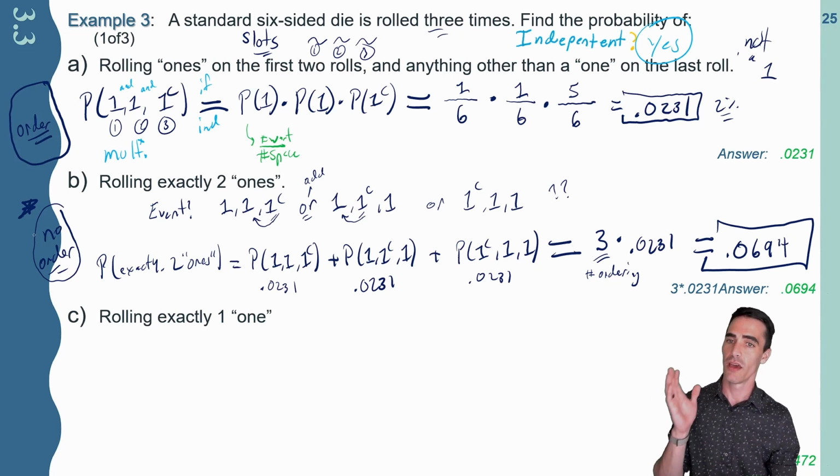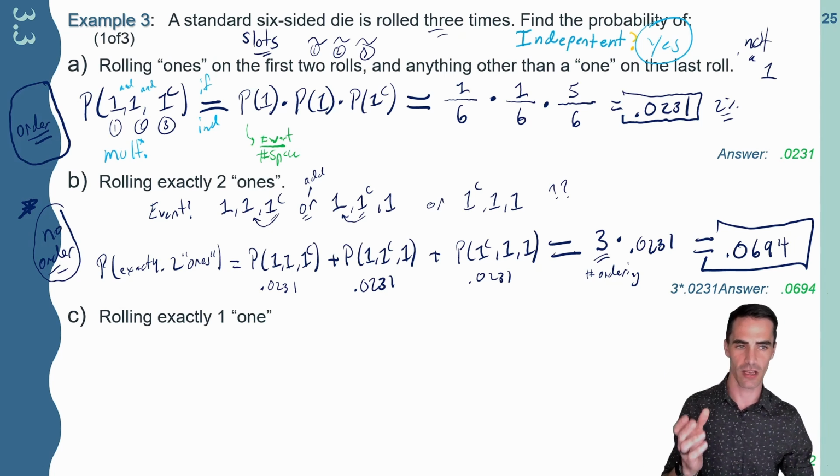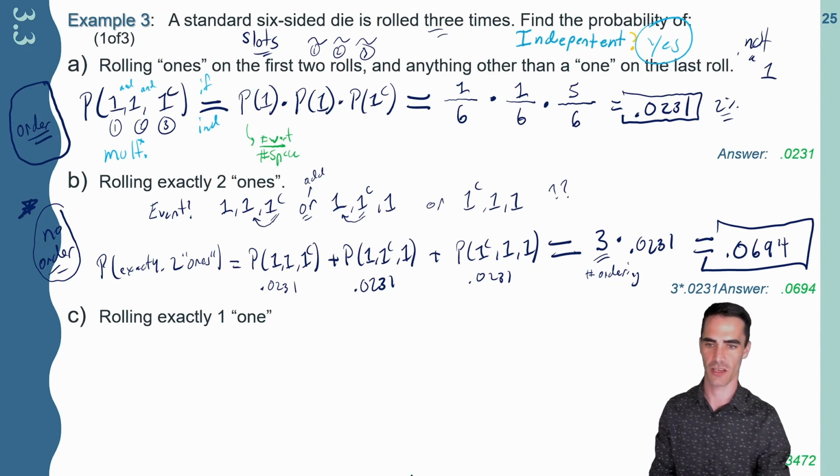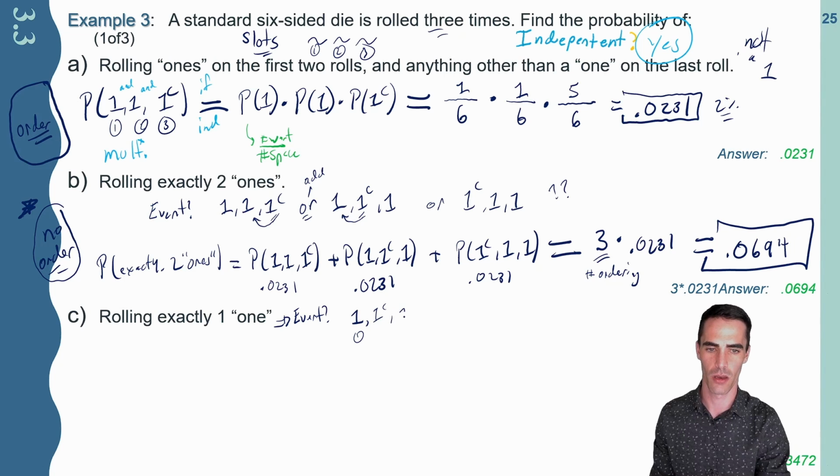We'll start over here. When working with independence, we ask ourselves the question, can I rearrange? Can I get a different ordering? Let's try this next one. Rolling exactly 1, 1. It's important when we're thinking about these events to write out what that event is. I want exactly 1, 1. That means I need to roll a 1. This is my first slot to be filled. And then I want not a 1 and not a 1. So let's find the probability that this event occurs. Probability of 1, not a 1, and not a 1.